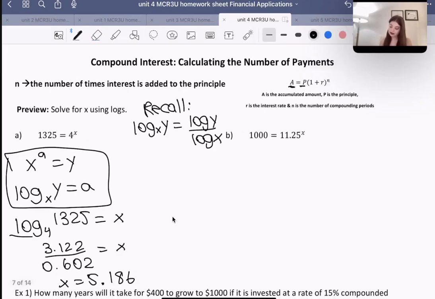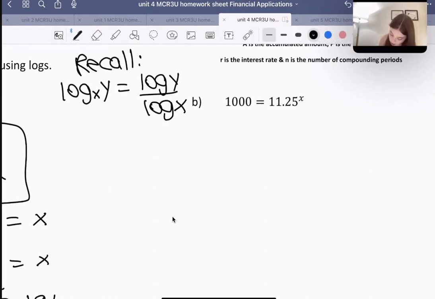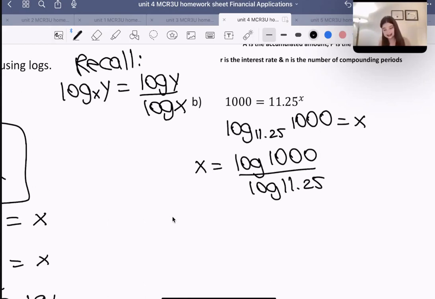All right, so now I'm going to do the same thing over here. I'm going to say that this one, we have log with the base 11.25, 1,000 is equal to x. So that means x is equal to log 1,000 over log 11.25. Now, luckily, I already know what log 1,000 is, right? Because again, this log has a base 10 automatically, even though it doesn't show there. And we know 10 to the power of 3 is 1,000. So log 1,000 is easy. I don't even need a calculator for it. It's just 3.